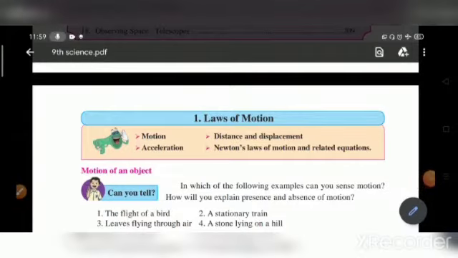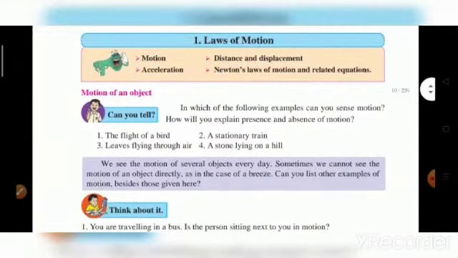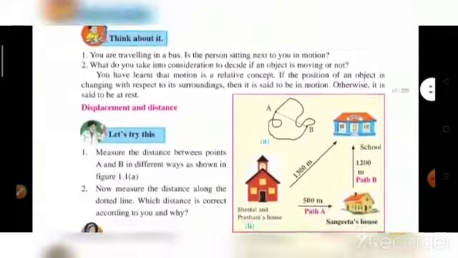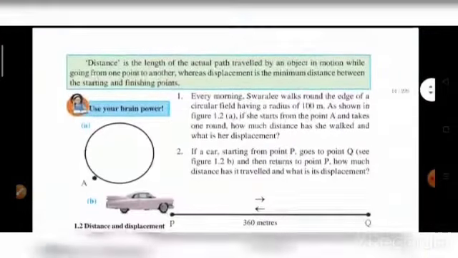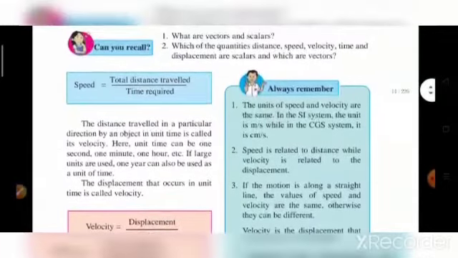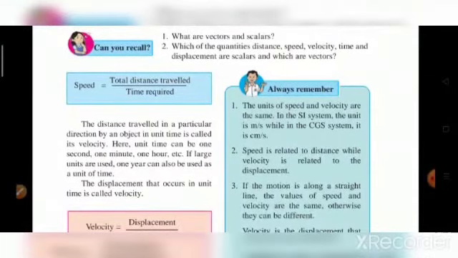A very good morning. Starting with chapter 1, revision of chapter 1, we'll be seeing a summary sort of thing. What is the motion of an object? We had seen this. We'll be continuing with the speed formula. Speed is equal to total distance traveled upon time required.